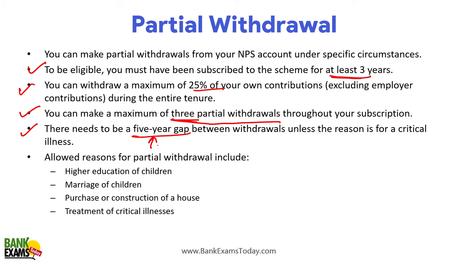Other allowed reasons for partial withdrawal: higher education, marriage of children, purchase or construction of house, treatment of critical illness. Okay, that is allowed. So allowed reasons for partial withdrawal, I already told you: higher education, marriage of children, purchase or construction of house, or treatment of critical illness.